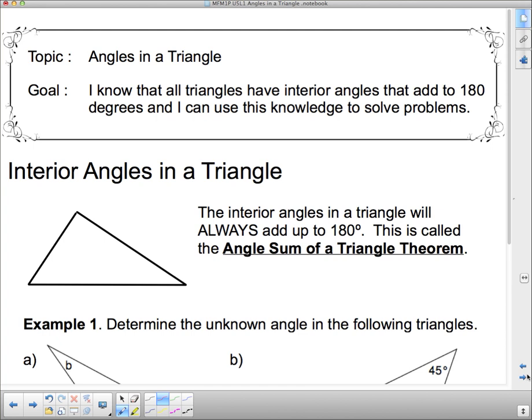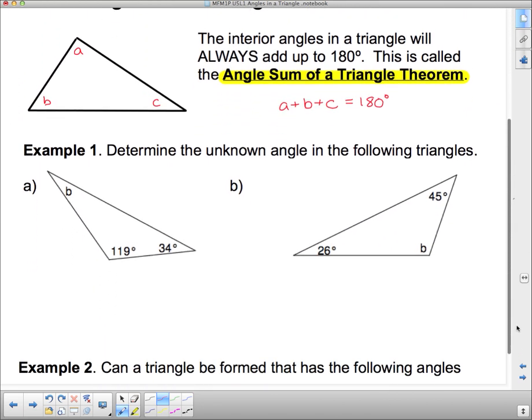Angles in a triangle. I know that all triangles have interior angles that add to 180 degrees, and I can use this knowledge to solve problems. Now, this is actually called the angle sum. Let's use yellow. The angle sum of a triangle theorem says that if I have angle A, angle B, angle C, and they all make up part of a three-sided figure, then angle A plus angle B plus angle C has to add up to 180 degrees. So how does that help us here?